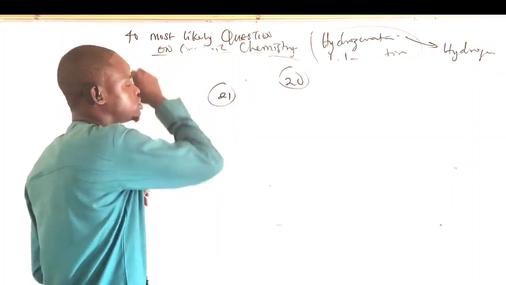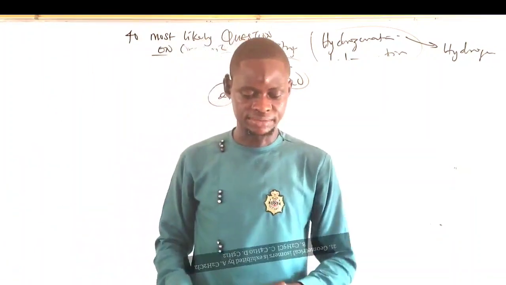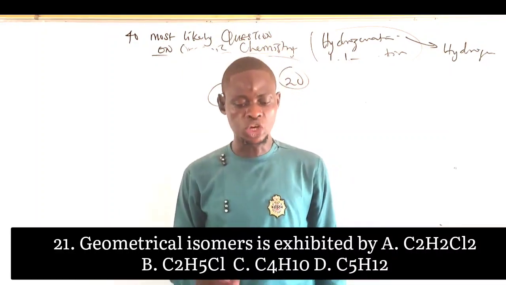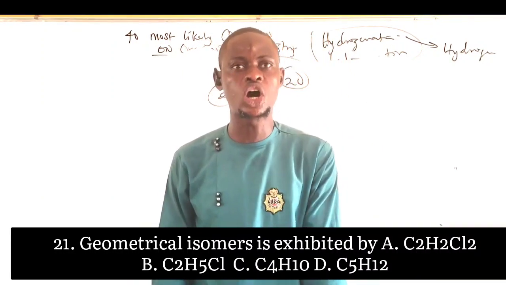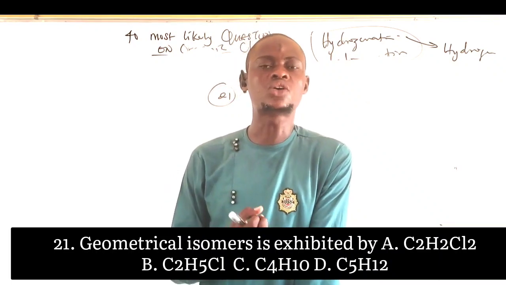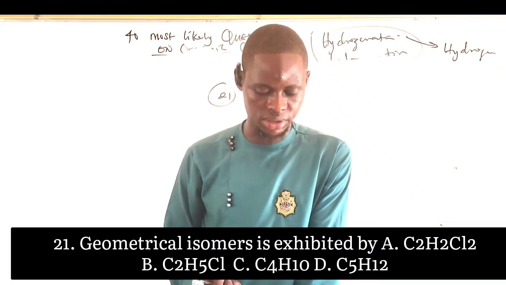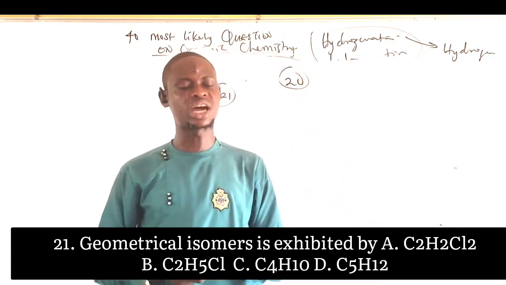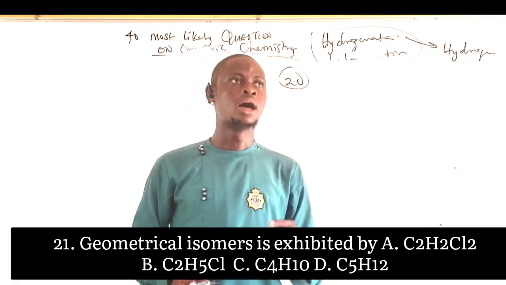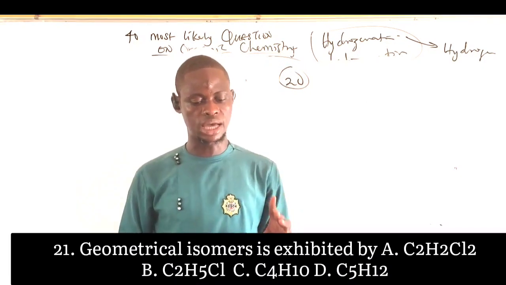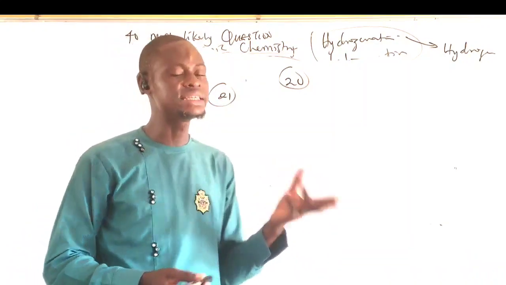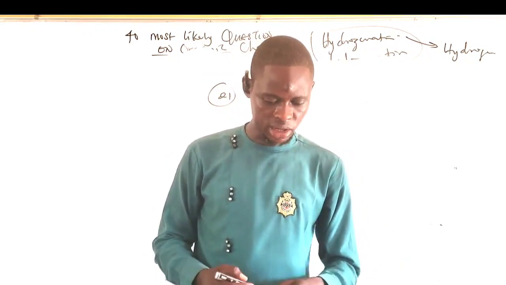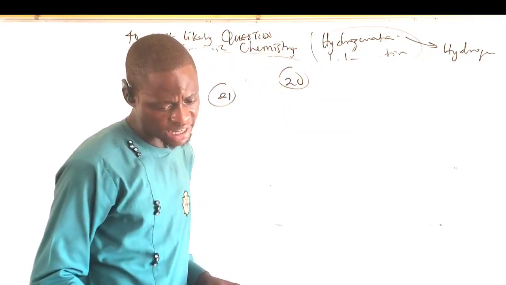Jump to question 21. Question 21 says, geometric isomerism is exhibited by what? Now listen, geometric isomerism is one of the major isomerisms that is undergone by unsaturated hydrocarbons. Are you guys listening now? So unsaturated hydrocarbons undergo this geometrical isomerism. And the ones that undergo it the most are the ethenes, whereby we can have cis and trans isomerism. All together, take a look at this. They said geometrical isomerism is exhibited by what?